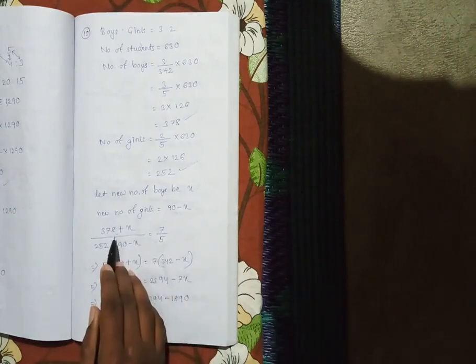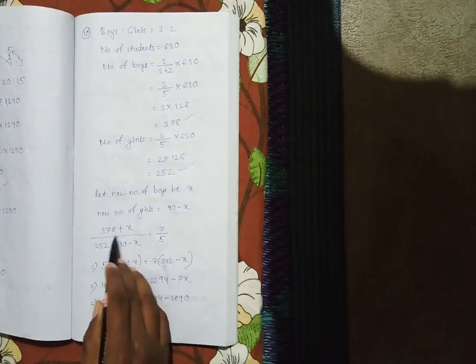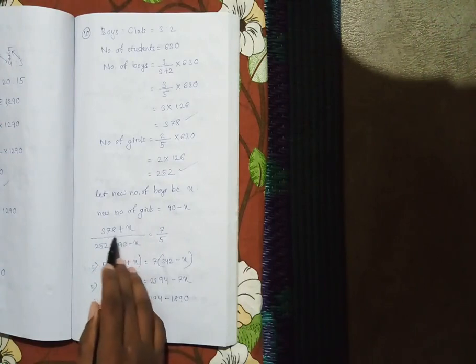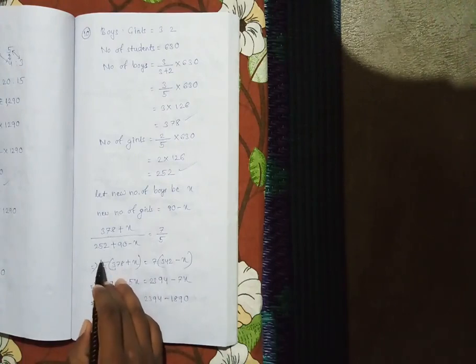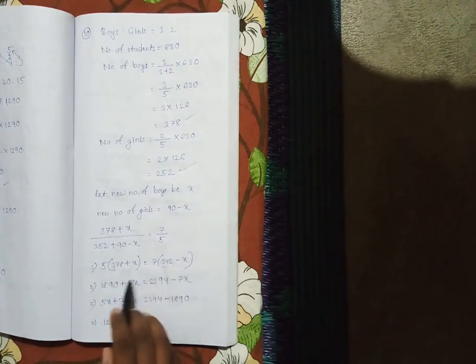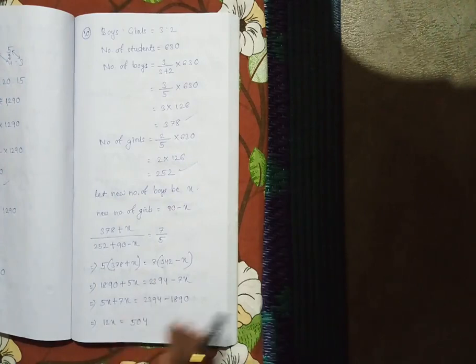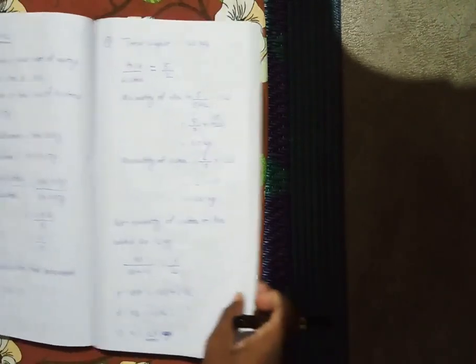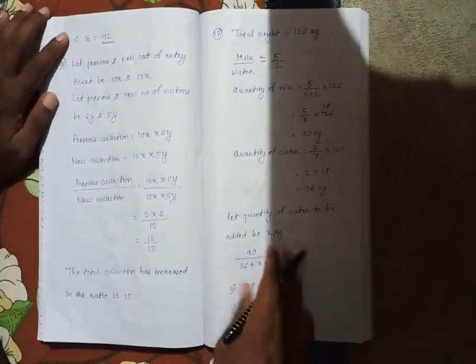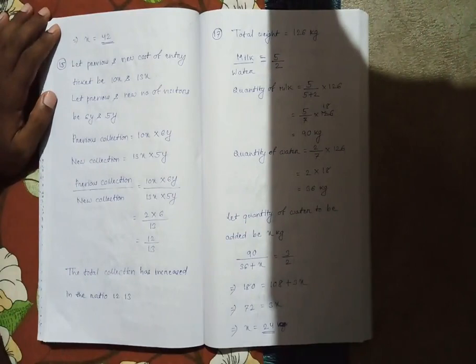Now presently the number of boys will be 378 plus x. Previously it was 378, now x have been added, so the number of boys will be 378 plus x, by the number of girls. Previously it was 252, now it will be 252 plus 90 minus x. That is equal to 7 by 5. So let us cross multiply and solve it. We will get x is equal to 42. So the number of boys is 42.